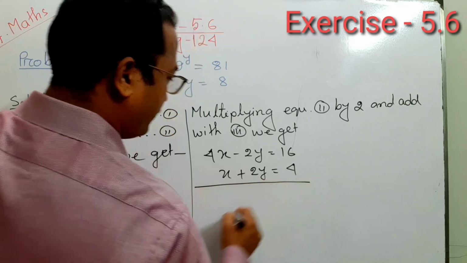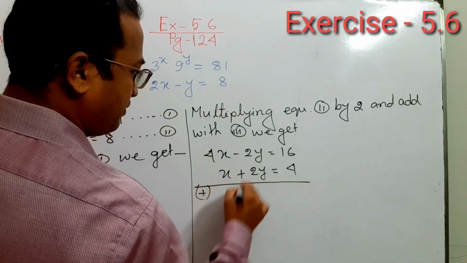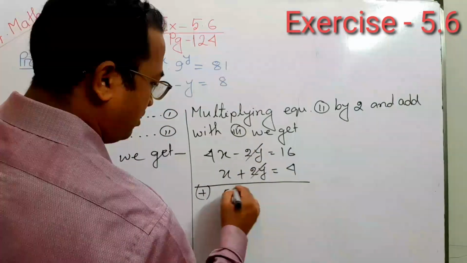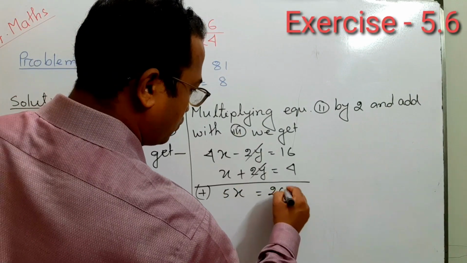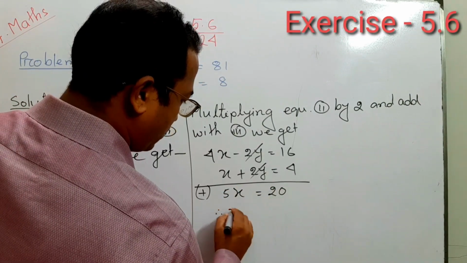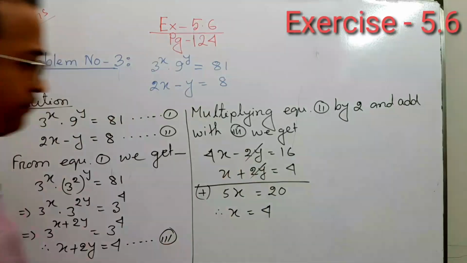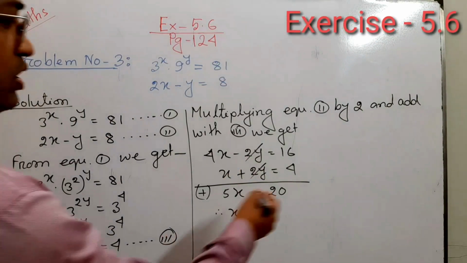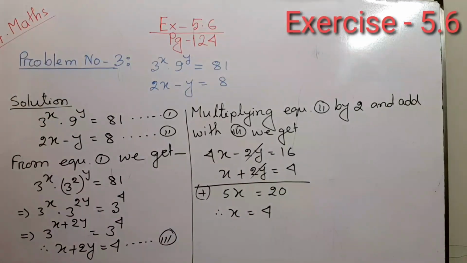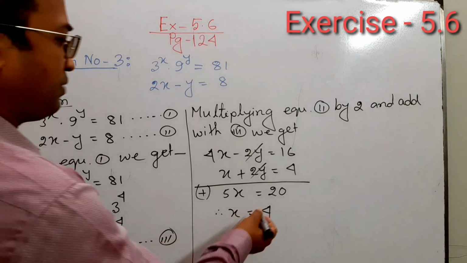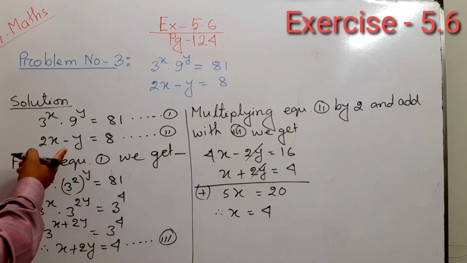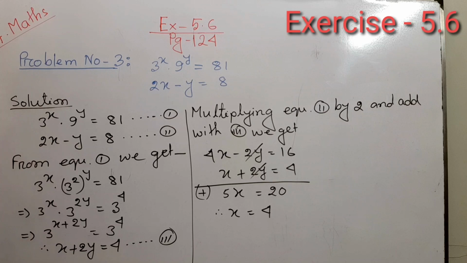Now add these two. What will we get? These two will cancel, 5x equal to 20, therefore x equal to 4. So we get the value of x. Now if we put the value of x in equation number 2, we will get the value of y.